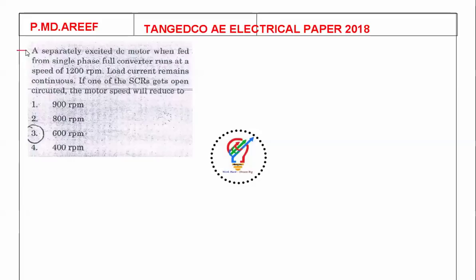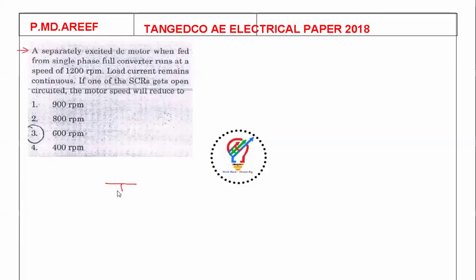And the next question is from power electronics. A separately excited DC motor, when fed from a single phase full converter, runs at a speed of 1200 rpm. Load current remains continuous if one of the SCRs gets open circuited. So let us take the motor speed will be reduced to.